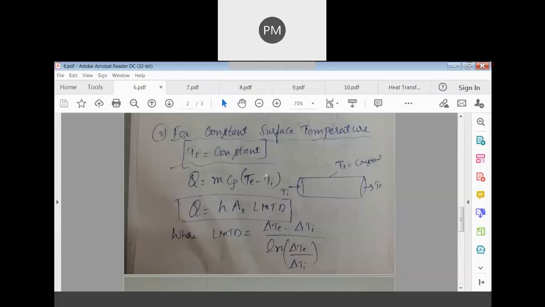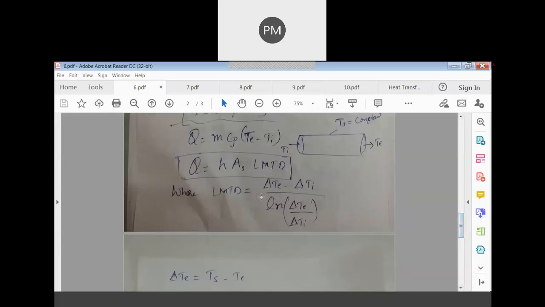You can use this formula, and one more formula we have derived now for constant surface temperature is given by Q is equal to h As LMTD. Where h stands for heat transfer coefficient, As stands for heat surface area, and LMTD is the log mean temperature difference. How will you calculate LMTD? LMTD is nothing but (delta Te minus delta Ti) by ln of (delta Te by delta Ti).